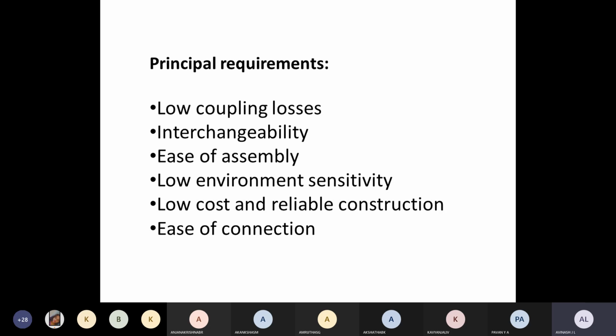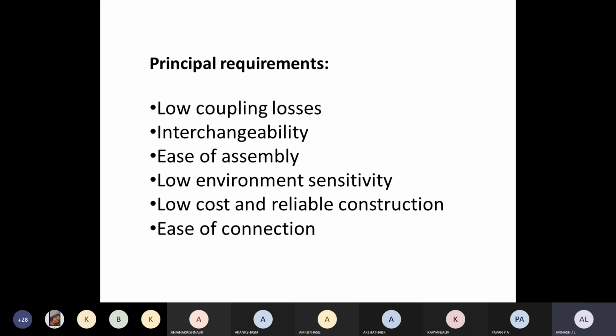Principal requirement. The first thing you can make is low coupling losses. They will be asking you to explain about fiber joints, fiber couplers and all. So what will you be doing? You will write what is a fiber joint, a fiber coupler, all those things. But you have to write the principal requirements also. Once you write these principal requirements, then it is correct. Then the answer will be completed.